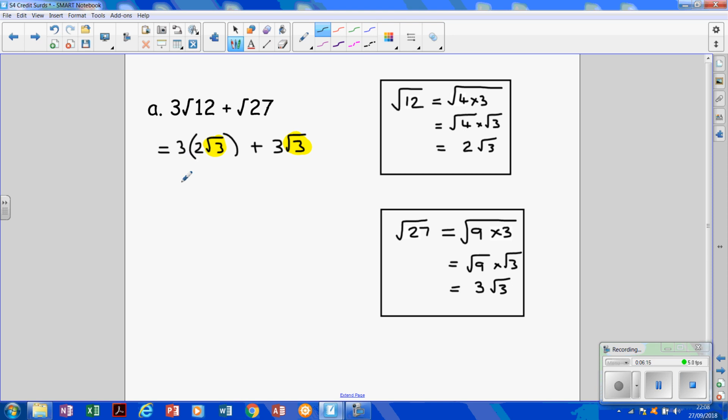All I have to do is 3 times 2 is 6, so that's the same as 6 root 3s plus another 3 root 3s. I've got the same roots, so 6 of them plus 3 of them gives me 9 root 3s. And that's my final answer.